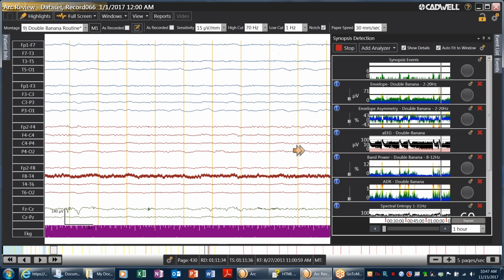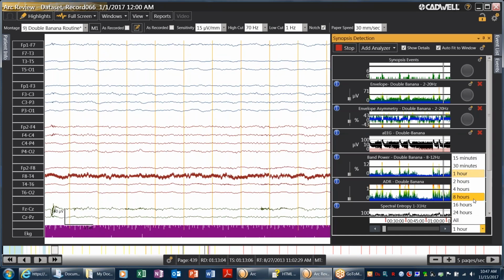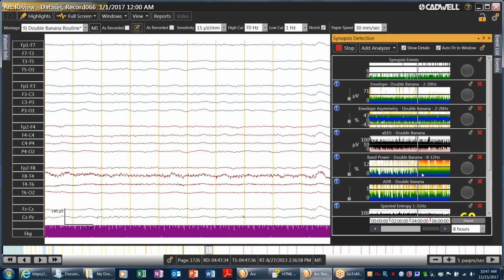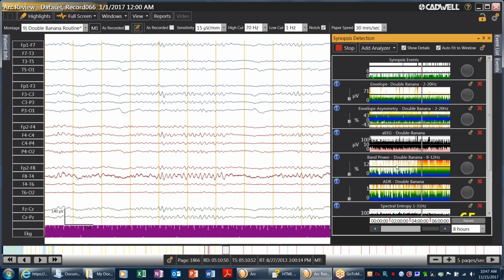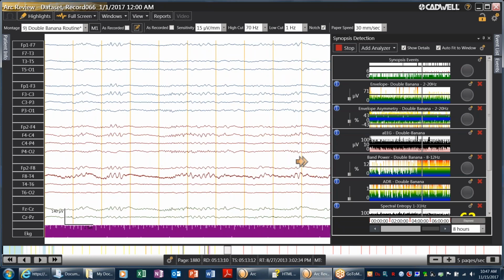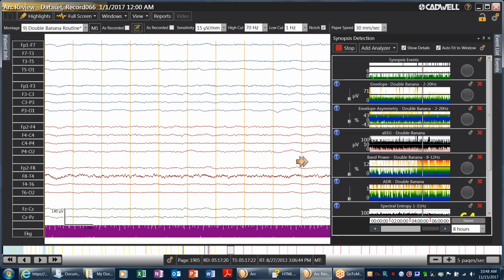So there doesn't appear to be a lot of other movement artifacts. We can blow this out here to 8 hours and look across the whole study. Here we have a little different background. There's a little bit more activity. It's less suppressed. Still having seizures here.